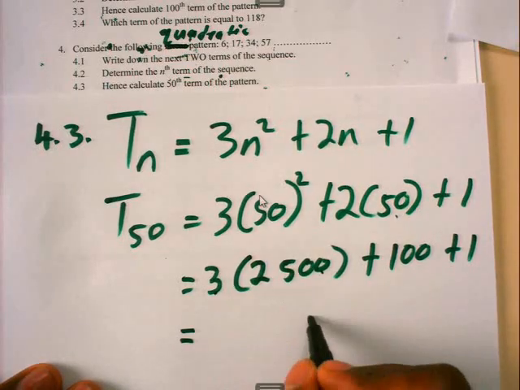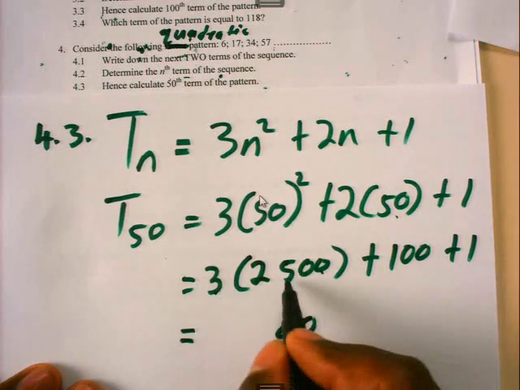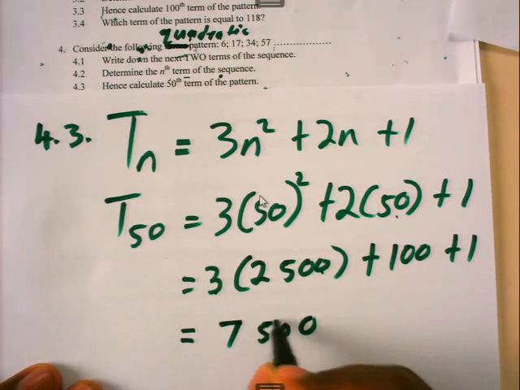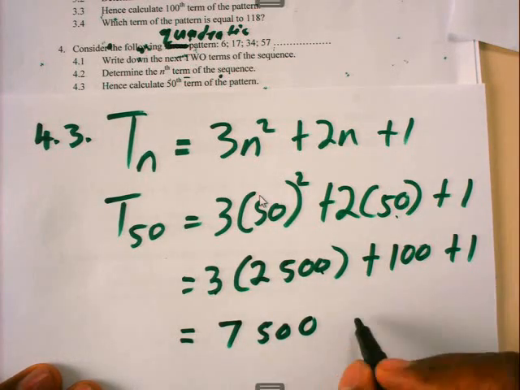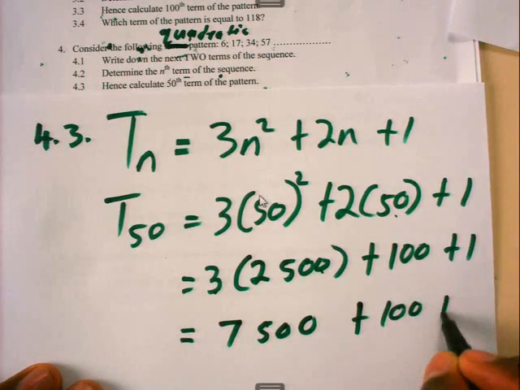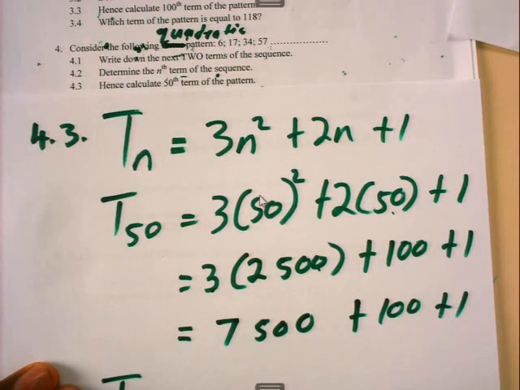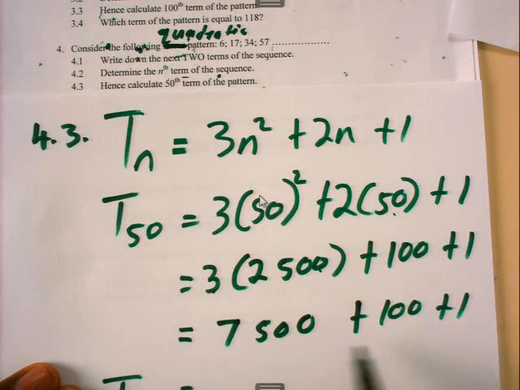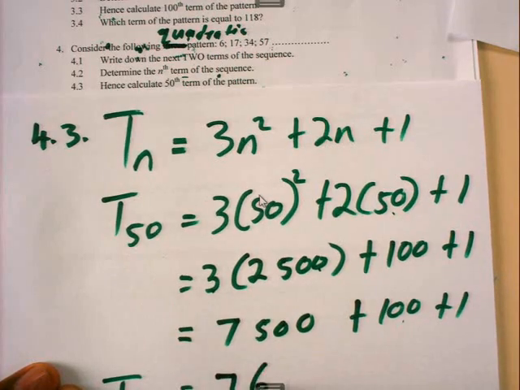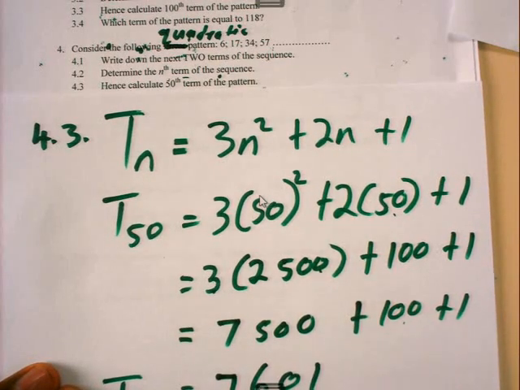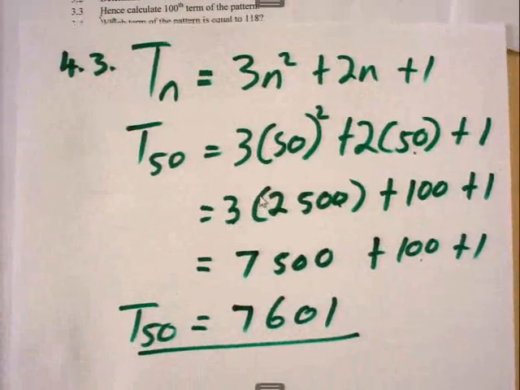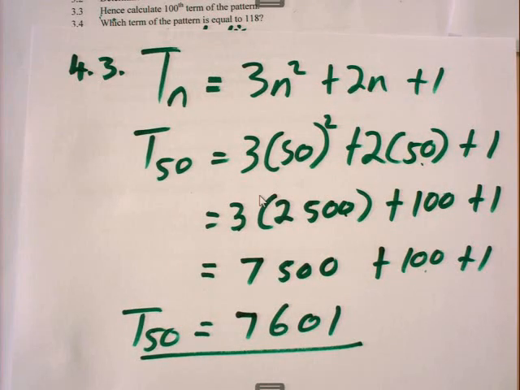Let's multiply here. 3 by 0 is 0. 3 by 25 will give you 75, which is 7,500. Plus 100 plus 1. Therefore, the 50th term will be equal to 7,500 plus 100 plus 1, which is 7,601. The 50th term of that sequence is 7,601.